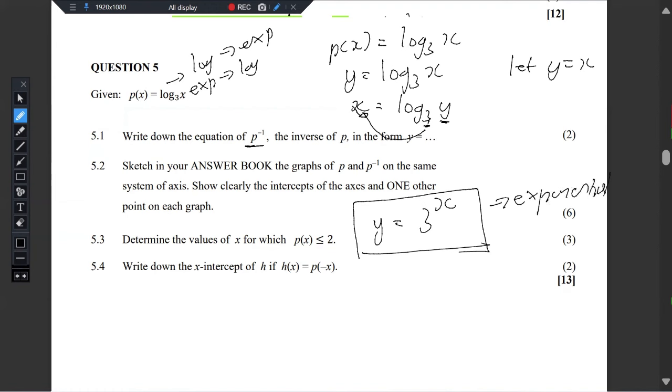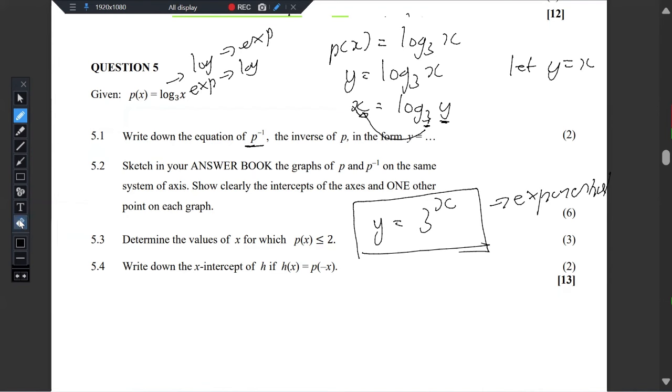So you just need to remember that first, let y be x. So where there is y, you put x. Where there is x, you put y. Then the number here, the base, lifts up this to become the exponent. And then that becomes the subject of the formula. So I hope it makes sense.